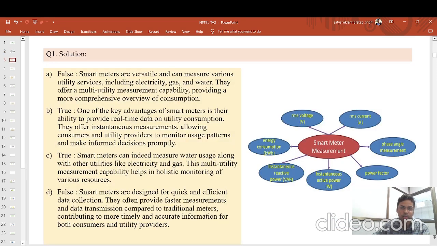So here is the answer to the particular question which I have given. On the right side you can see that a smart meter can measure voltage, current, phase angle, power factor, watt, VAR, and kWh. This is the conventional way.